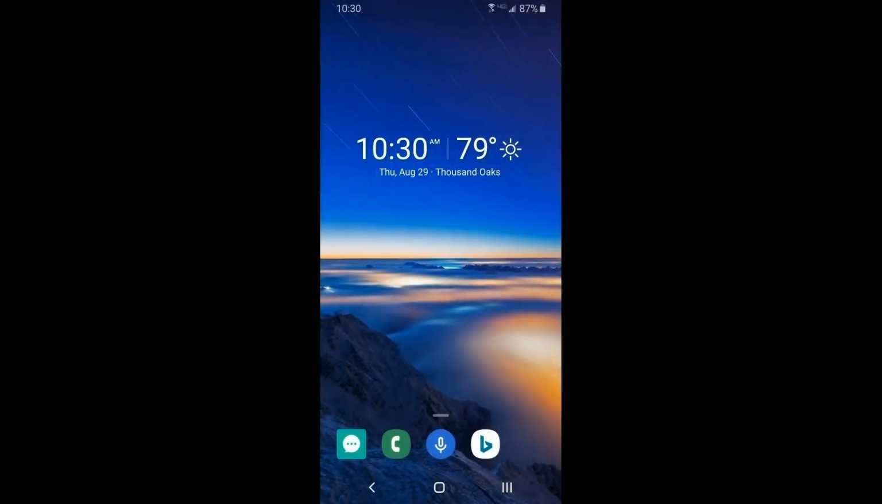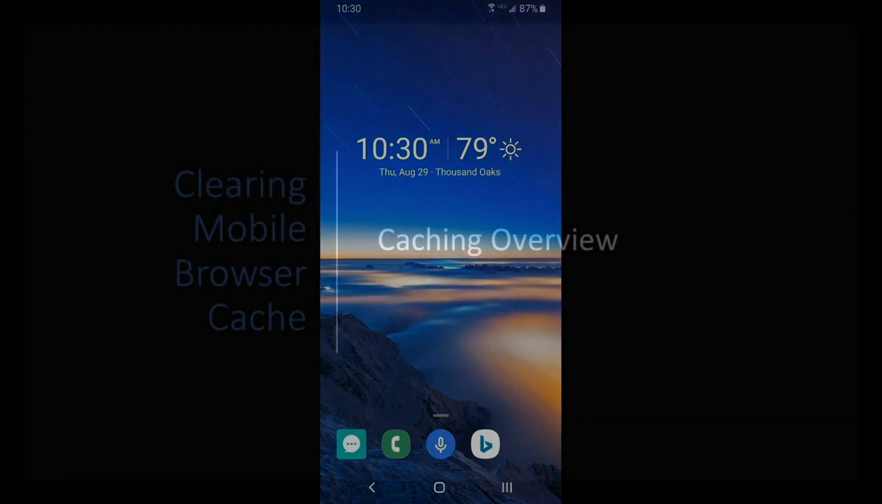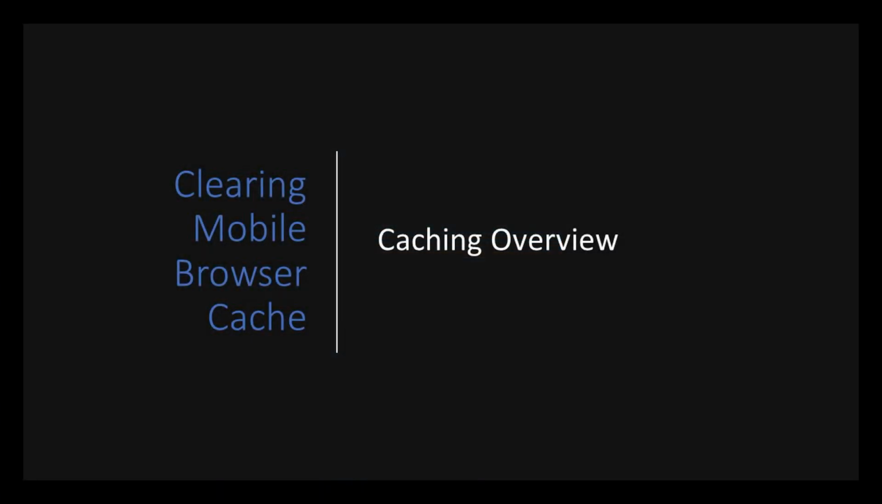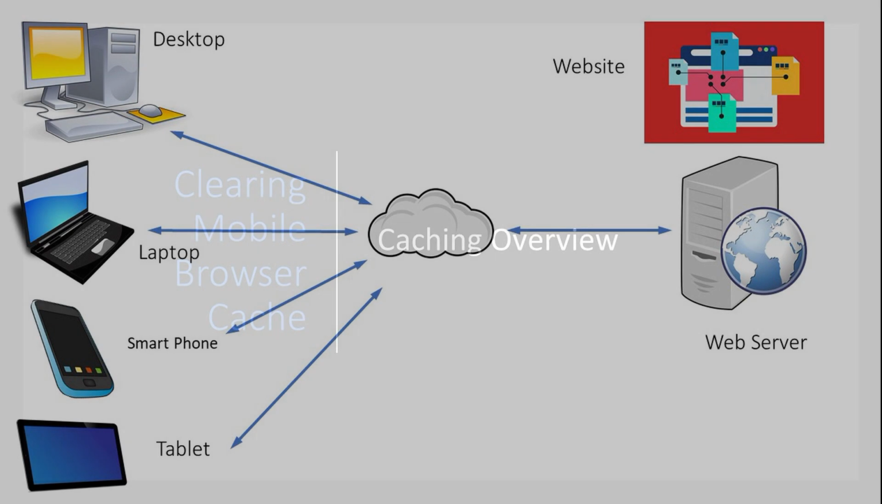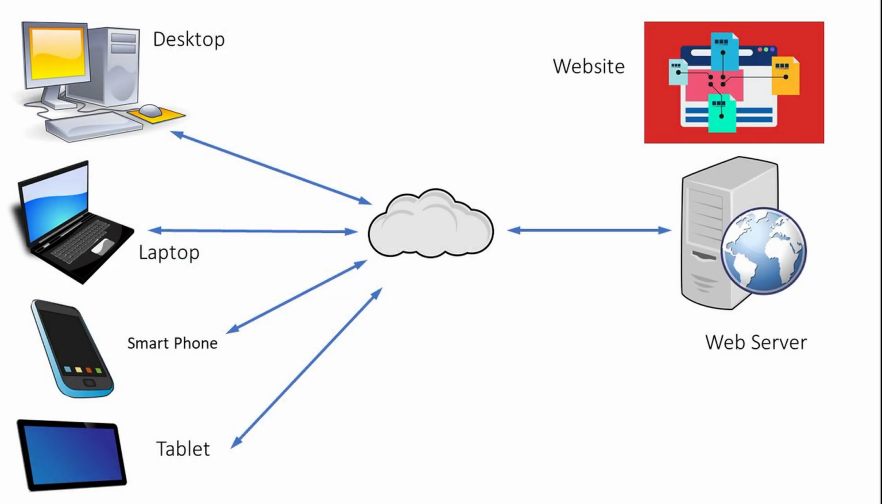Now, if you're on your phone and you're having a problem with a website, it's caching some data, the screen doesn't look right, whatever, you want to refresh or clear out the cache. So before we see how, let's talk about the internet a little bit.